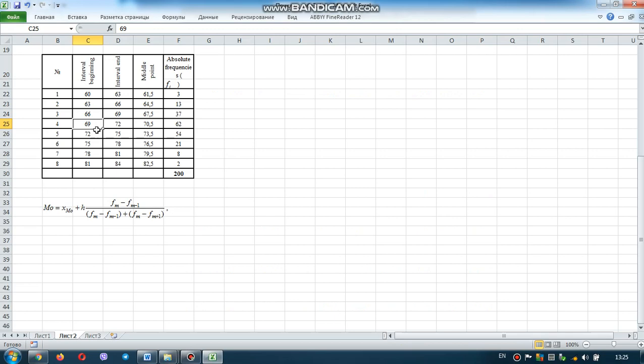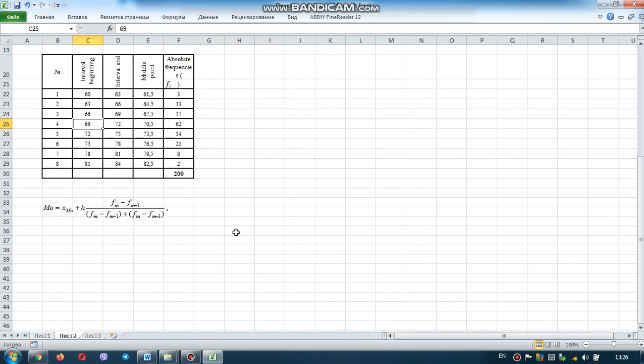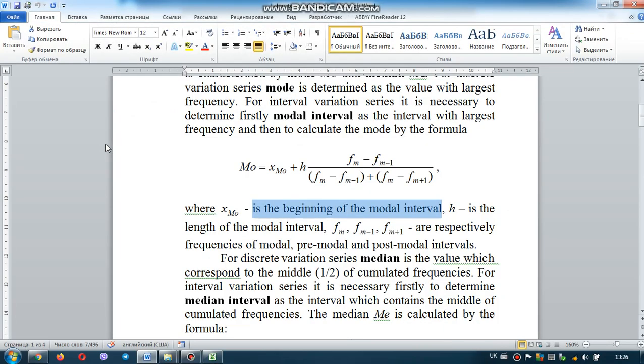This is 69. Then we have to know the H value. The H value is not a problem because it's the length of the model interval. The length of the model interval is the difference between 69 and 72. It's not a problem. Then we have to know how to determine the expression in numerator.